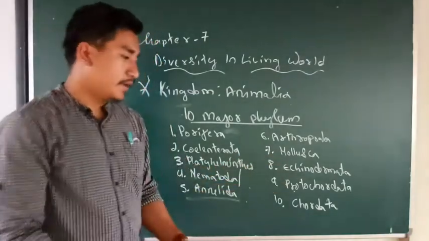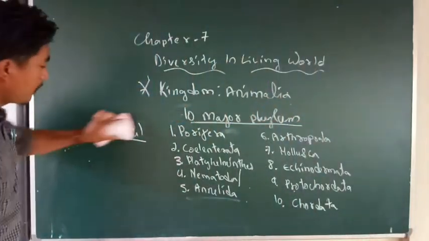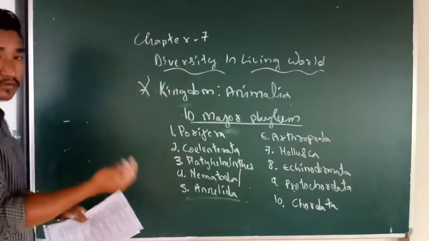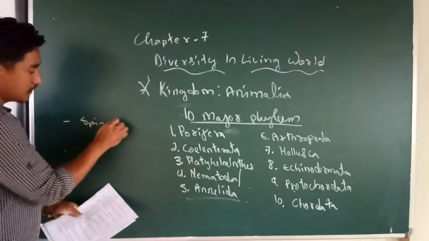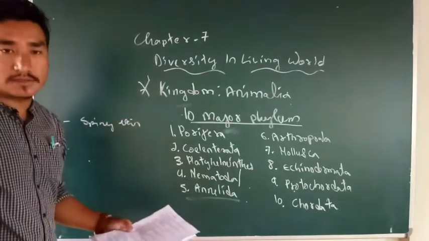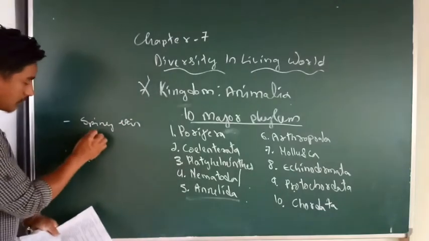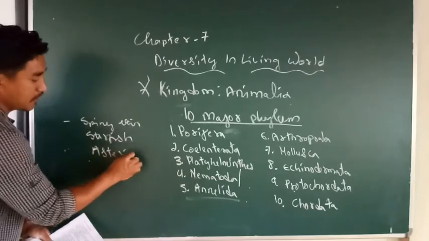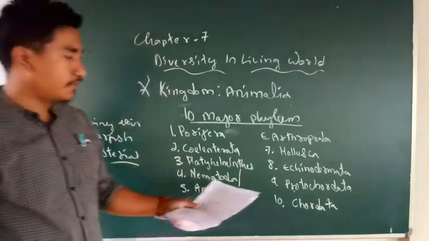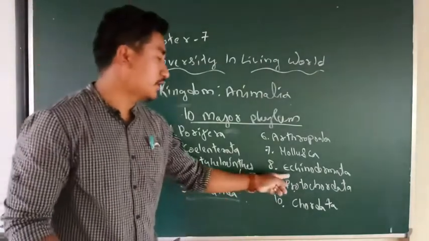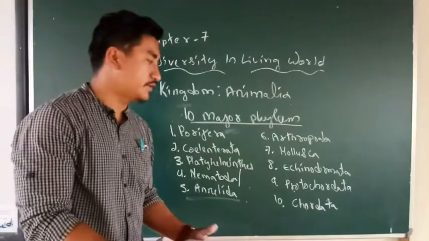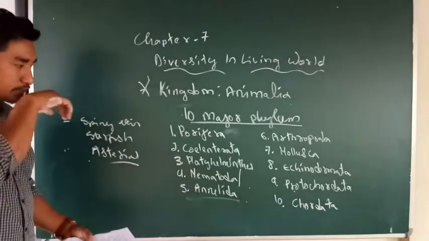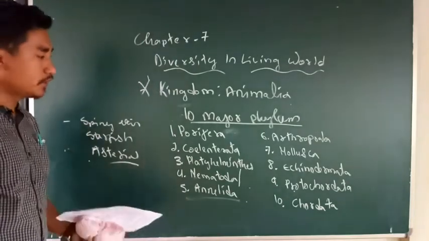Then phylum Echinodermata. Those are organisms which have spiny skins. An example is starfish, whose scientific name is Asterias. One of the characteristic features of the animals in Echinodermata is that they have a water vascular system, which is used for gaseous exchange as well as for obtaining their food.